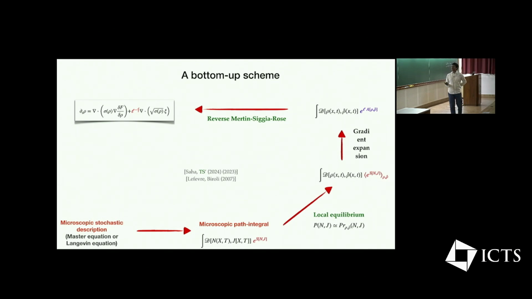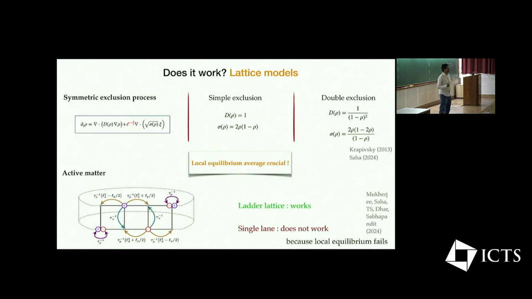Okay? The reason is that you need to go through this path integral formulation because it gives you a clean way to handle the noise and coarse-grain the noise. Now, does this scheme work? And it indeed works. So first, the simplest cases where it works very cleanly are the lattice models. The first example is the symmetric simple exclusion process, where the hydrodynamic equations are known, given by these two response functions, and you can derive it by following the same machinery.